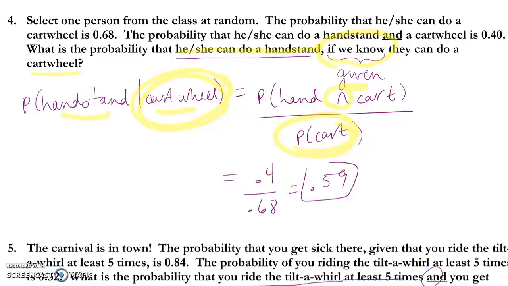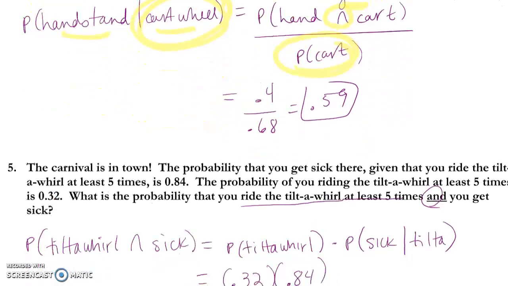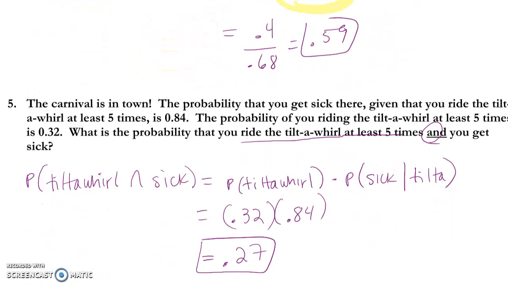When we look at the next one here, we have the carnival in town. Again, we're kind of trying to trick you here. The probability that you get sick, given that you ride the tilt-a-whirl 5 times, is 0.84. Ignore all of this stuff about riding it 5 times. 0.84 is what you need to know. Probability of you riding the tilt-a-whirl 5 times is 0.32. What is the probability that you ride the tilt-a-whirl 5 times and get sick?